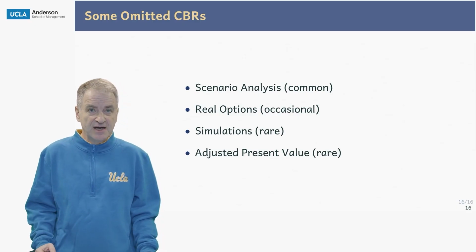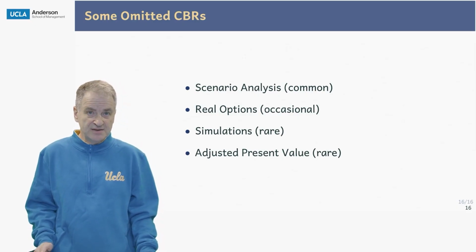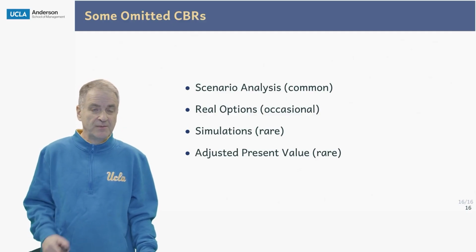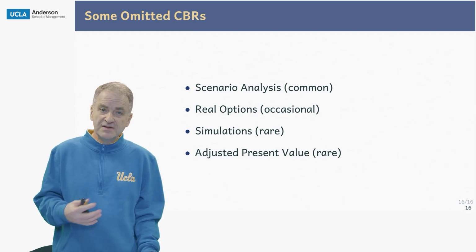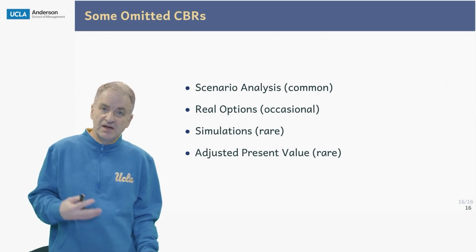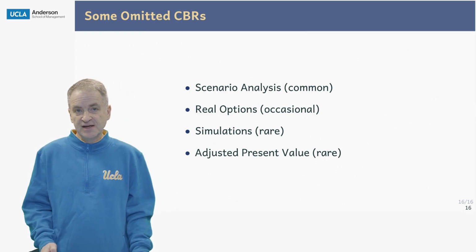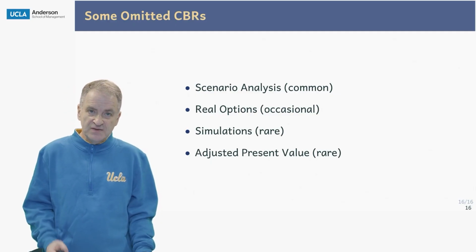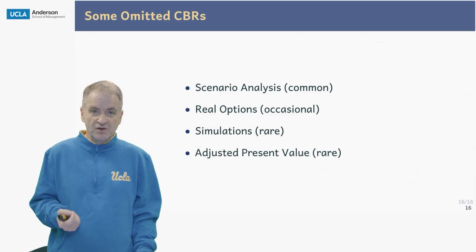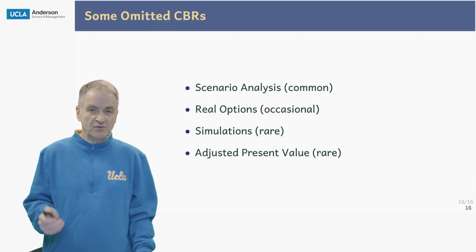Some of the things that I have omitted are scenario analysis, real options, which is used in the context of energy, oil, wells, electricity, all kinds of aspects like that. Gold. Then there's also simulations. This is already more rare, and something called adjusted present value, which is also rare.